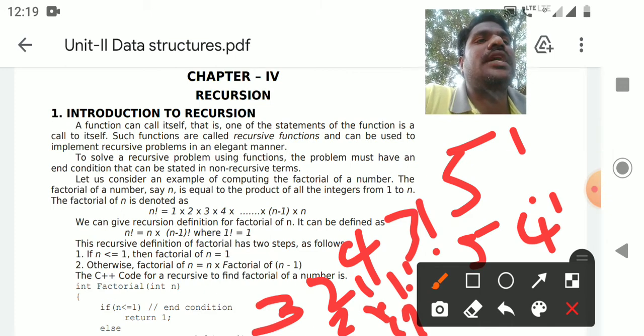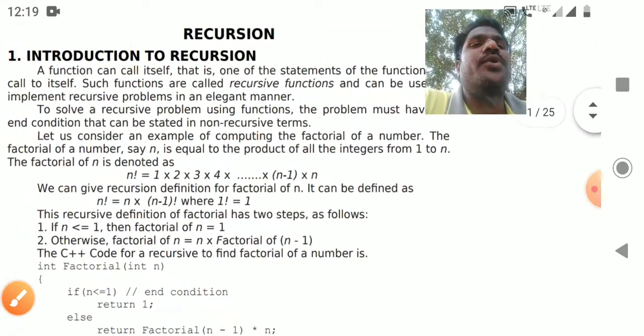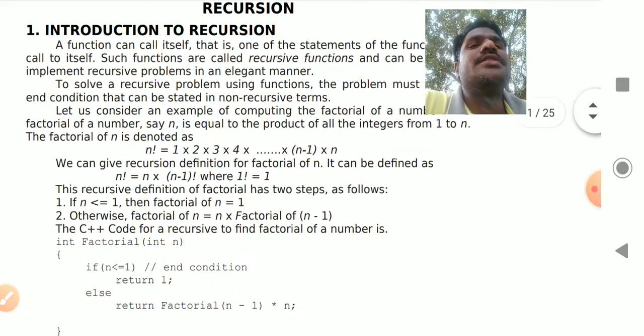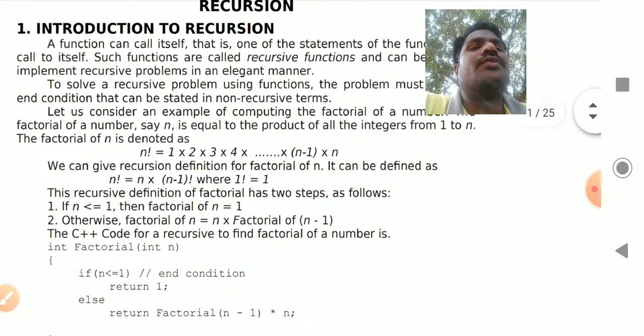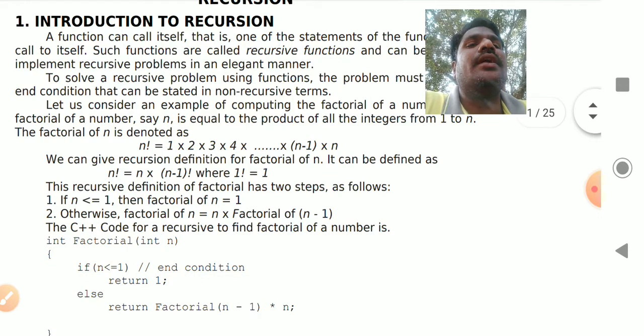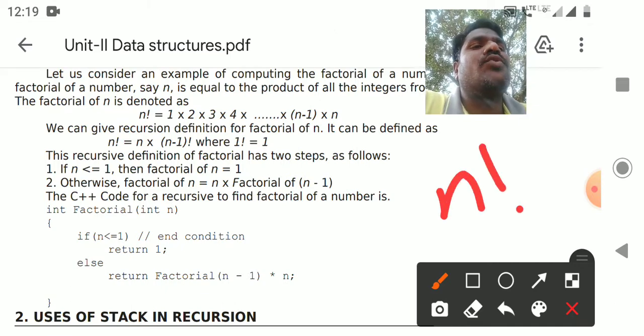So, that is the end. That is the recursive function concept. Now let us see an example of computing the factorial of a number. The factorial of a number n is equal to the product of all integers from 1 to n. For example, n factorial is 1 into 2 into 3 into 4, and finally n.